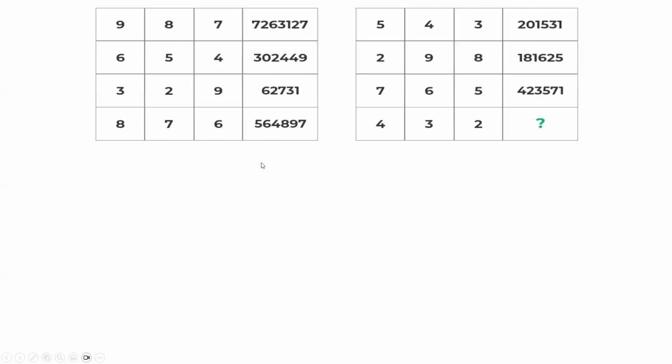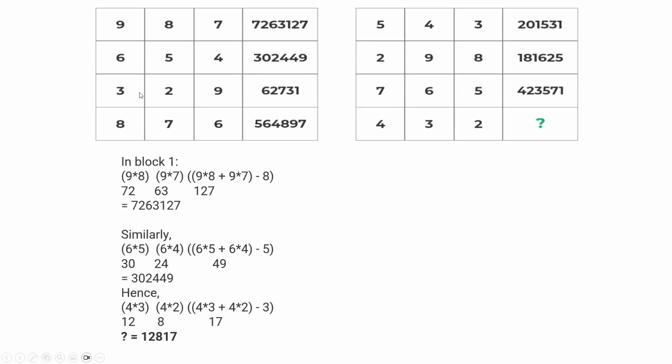So in the next question, we have two sets of blocks. We have to figure out the missing number. Somehow we have to figure out how these three numbers are interrelated to the last result, that is the big number. So the pattern is 9 into 8, which gives 72. 9 into 7 is 63. Okay, we have to find out how 127 comes. So 9 into 8 plus 9 multiplied by 7 minus 8, which will come as 127.